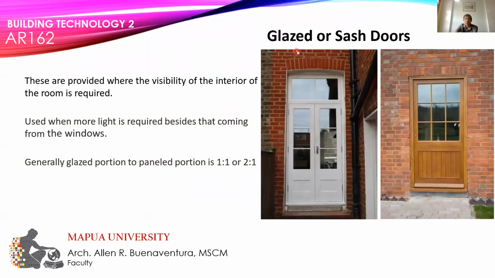So we have the glass or sash door. These are provided where visibility of the interior of the room is required, so more light is needed besides that coming from the windows. Generally, the glazed portion to panel portion is 1:1 or 2:1. So this is a glazed or sash door. As you can see, there are glass openings on the door itself.